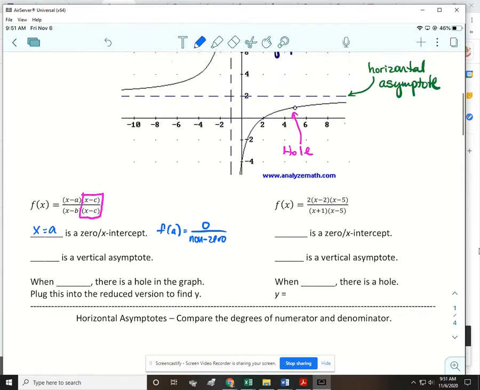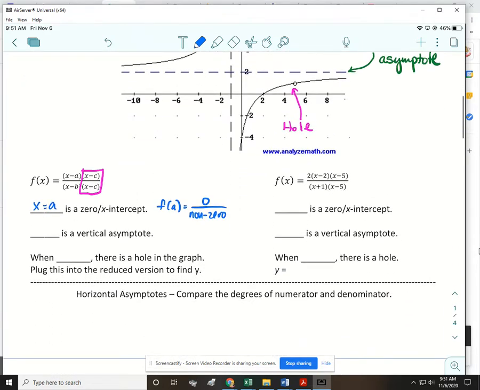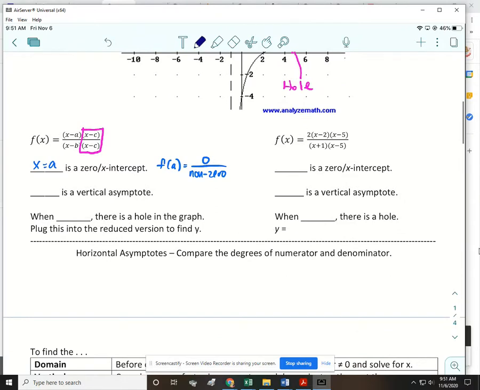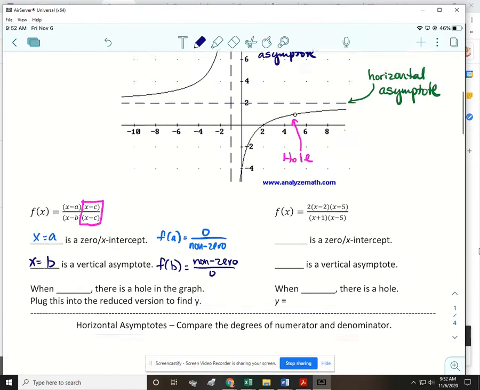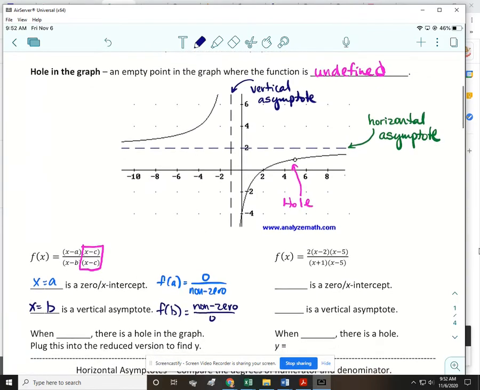All right, then for your vertical asymptotes, the factor in the denominator that doesn't have a matching factor in the numerator is going to be a vertical asymptote. And like I said before, if we put that value in, what we end up with is some non-zero number over 0, and when that happens, it creates that vertical asymptote.